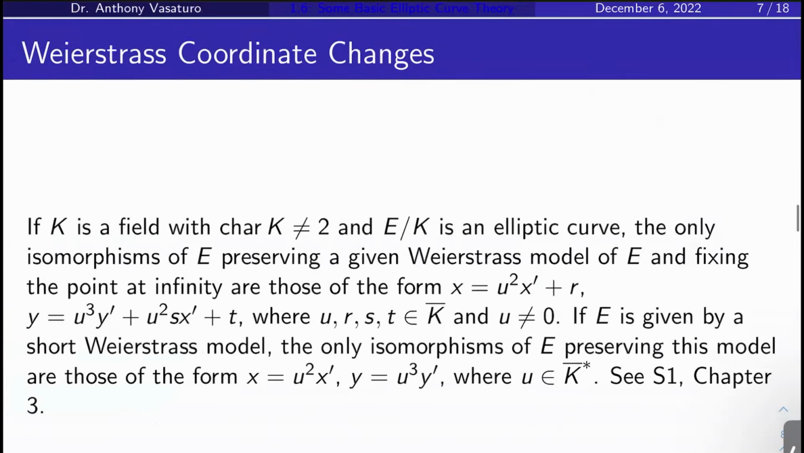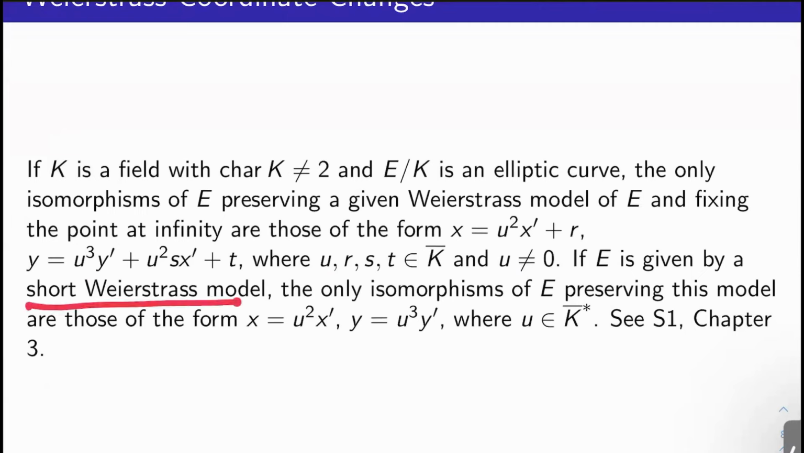How about changes of coordinates that preserve Weierstrass models? Well, if K is a field with characteristic not 2 and E over K is an elliptic curve, the only isomorphisms of E that preserve a given Weierstrass model of E and fix the point at infinity are those of the form x equals u squared x prime plus r, y equals u cubed y prime plus u squared s x prime plus t, where u, r, s, and t are in the algebraic closure of K and u is a unit.